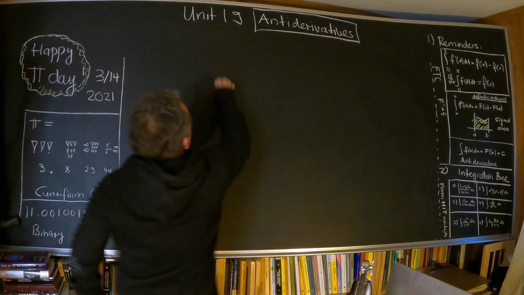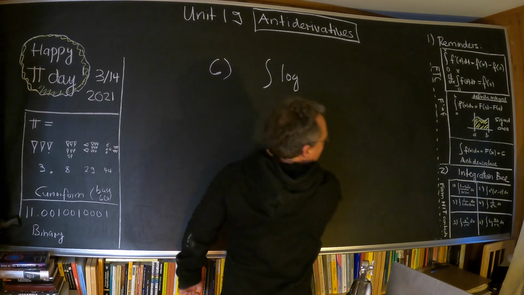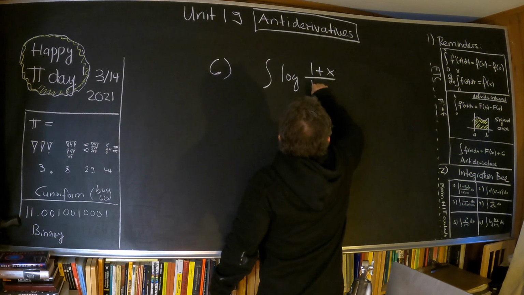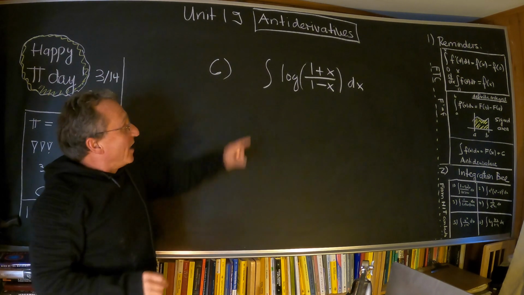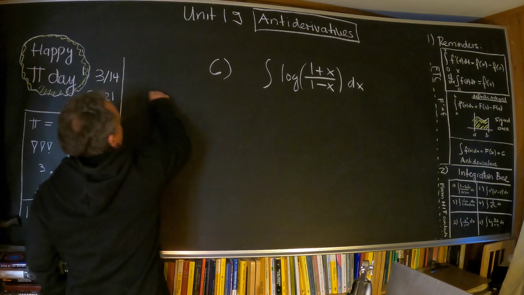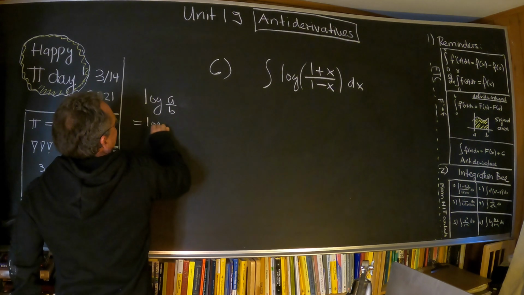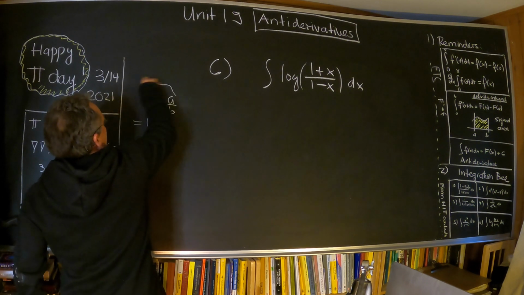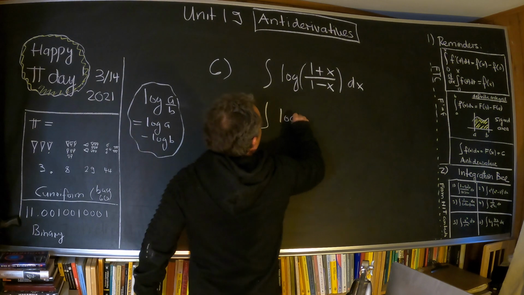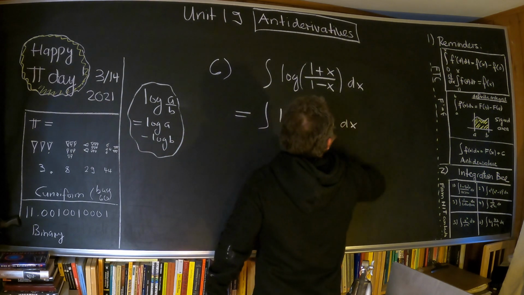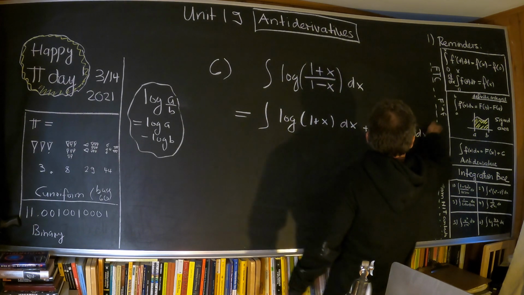Okay, finally we have number 6. And number 6 was the integral of log of 1 plus x over 1 minus x. That looks tough. A first step we can do is use the log rule. So we have log of A over B, this is log A minus log B. So if we are using this rule, things don't look as scary anymore. The integral of log 1 plus x dx, and then minus the integral of log 1 minus x dx.